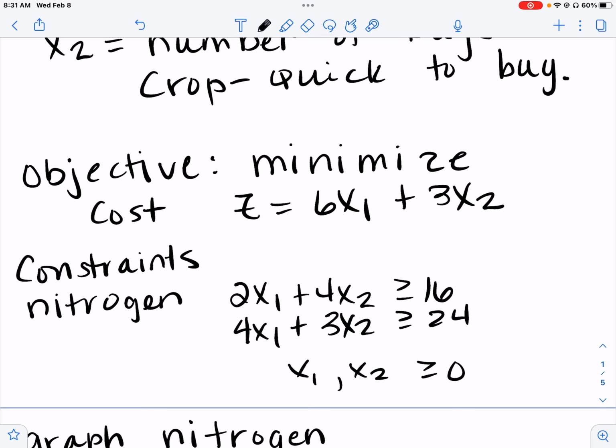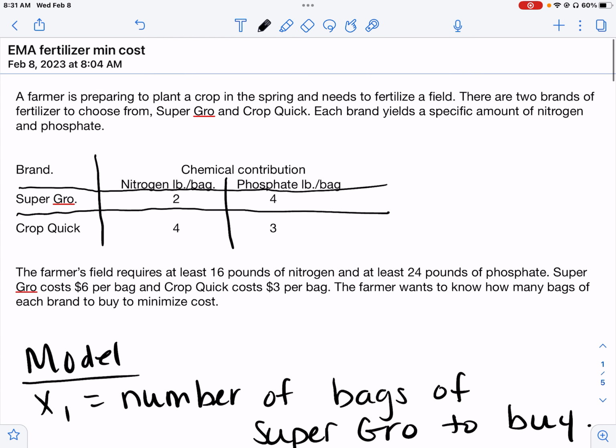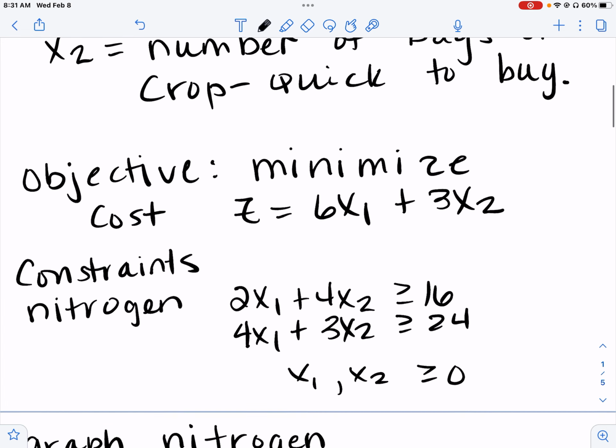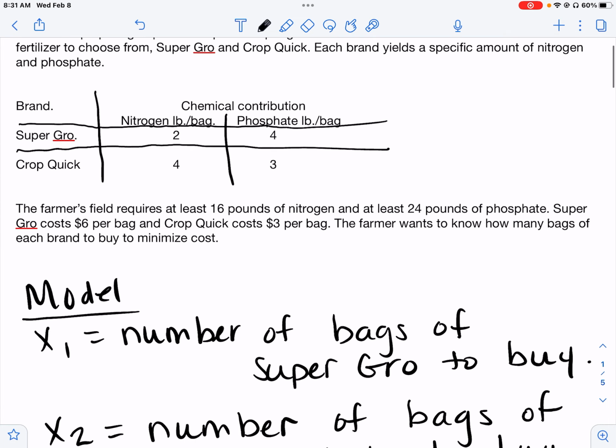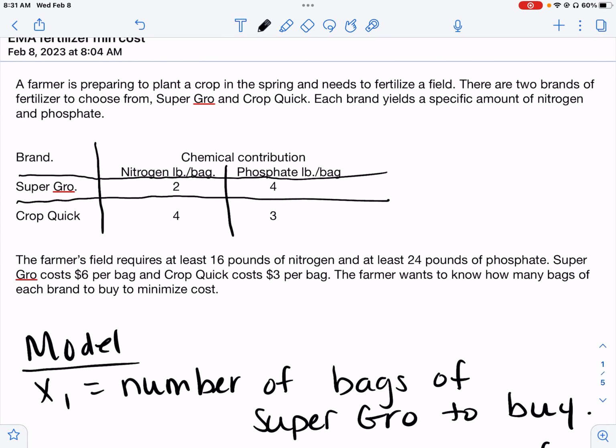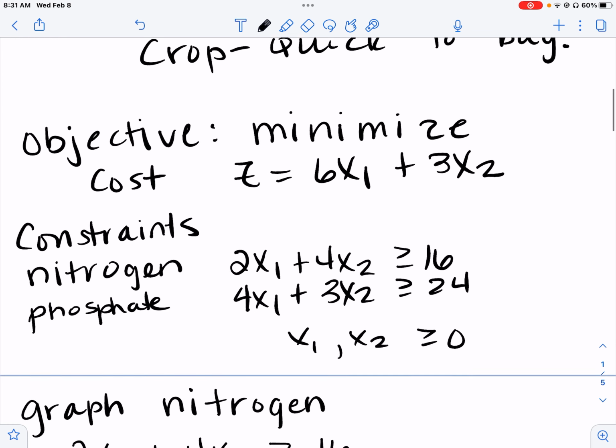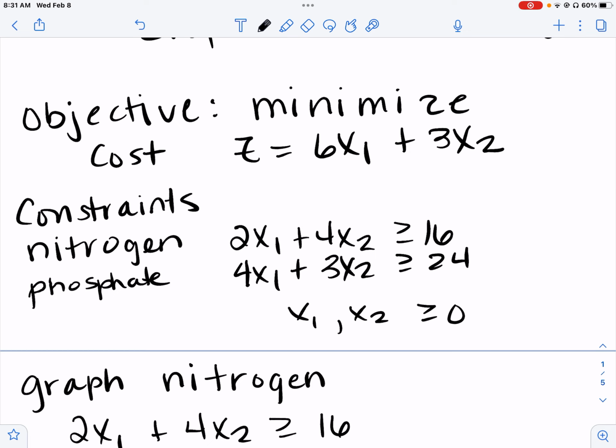Okay, so for our nitrogen, how much nitrogen do we get? We get 2 from X1 and 4 from X2. Okay, and it said at least 16. Our second constraint is phosphate. Okay, how much phosphate do we get? We get 4 from X1 and we get 3 from X2. Okay, and it said at least 24. And we always need our X1, X2 greater than 0.